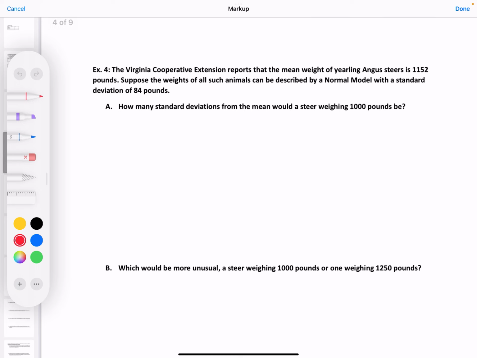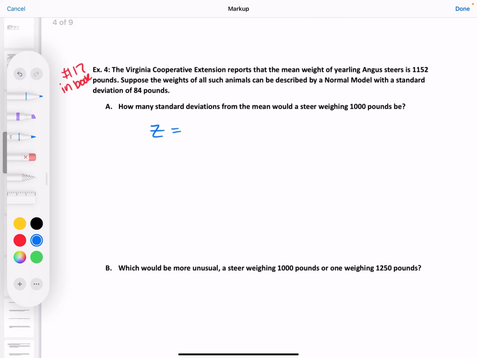All right, this one happens to be number 17 in your book, just FYI if you care. The Virginia Cooperative Extension reports that the mean weight of yearling Angus steers is 1,152 pounds. Suppose the weights of all such animals can be described by a normal model with a standard deviation of 84 pounds. How many standard deviations from the mean would a steer weighing 1,000 pounds be? So we just need to find the z-score with the given information.